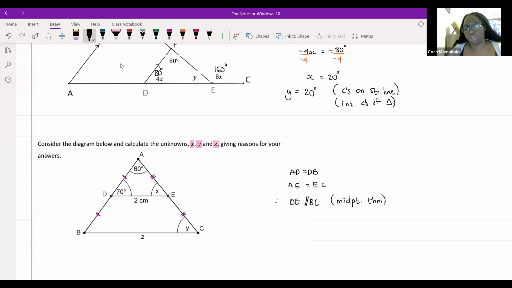Right. What else can we conclude? We can conclude that DE is half the length of BC. That's it, DE is half BC. And again, that is also the midpoint theorem. Okay, well done. Nicely done. Okay, now we can already tell just by looking at that that DE is parallel to BC, right? Then we can work on X and Y and Z using the midpoint theorem. So let's go. Therefore, X is equal to how much?